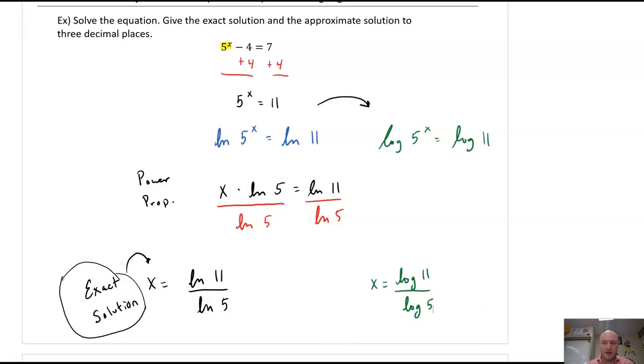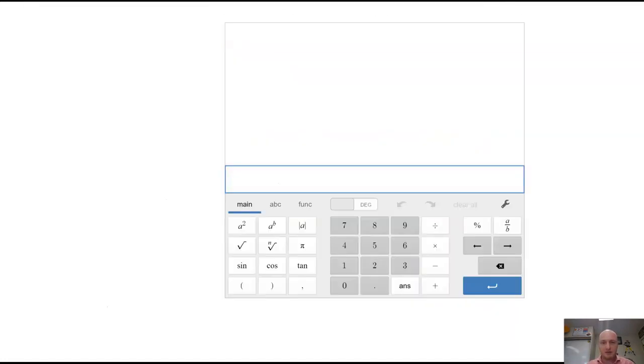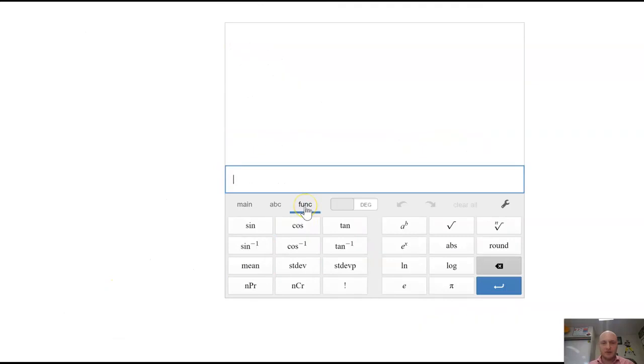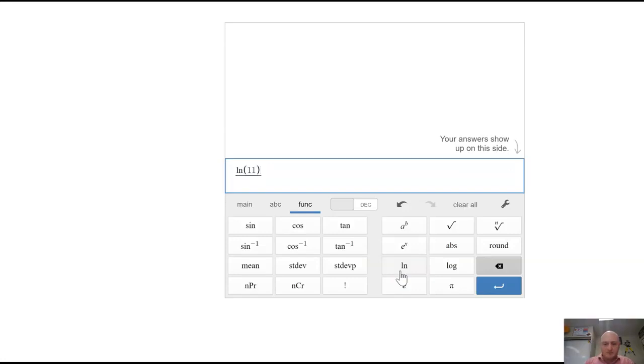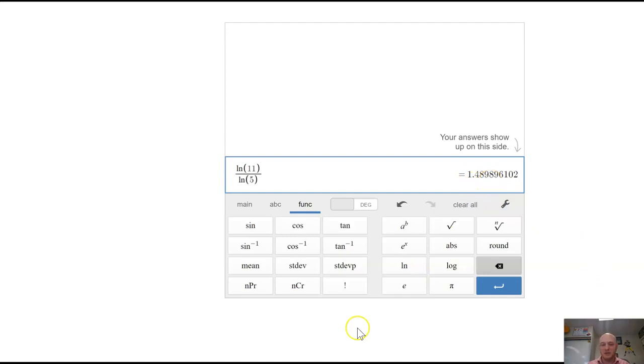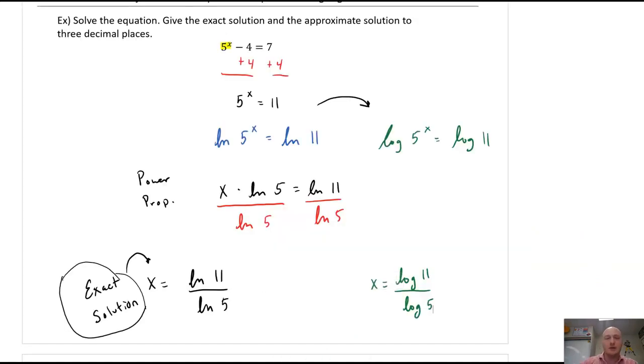Well, if I go to my calculator, I'm going to calculate these two things. I have the natural log of 11 divided by the natural log of 5, and you can see our answer here, 1.4898. So it looks like this is going to be approximately 1.490.